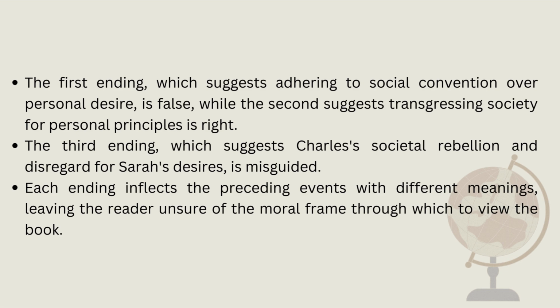So each ending reflects on the preceding events that led up to it and gives different meanings. But none of these endings are the true ending. അപ്പോൾ when there is no true ending, what are we supposed to understand? The reader is left with an open-ended novel. അതായത് നമ്മൾക്ക് ഈ ക്യാരക്ടേഴ്സിനെ ജഡ്ജ് ചെയ്യാൻ പറ്റില്ല, because there are so many different endings, and we cannot judge these characters based on the endings. We cannot judge the novel itself based on the endings.